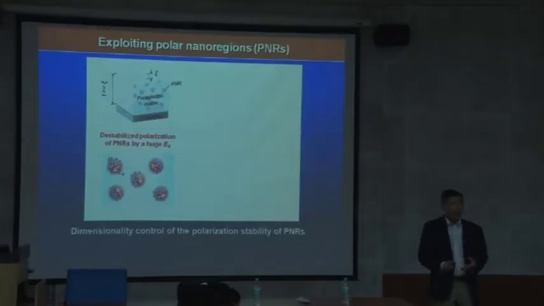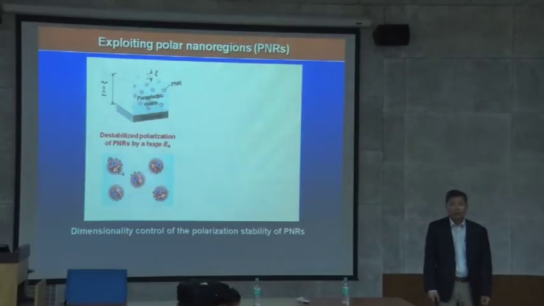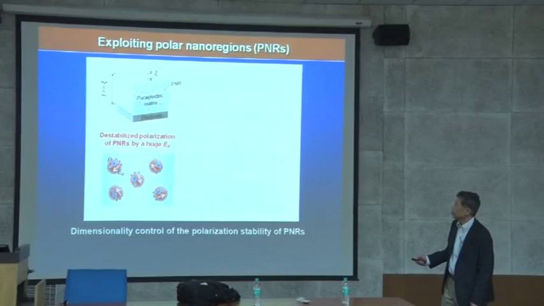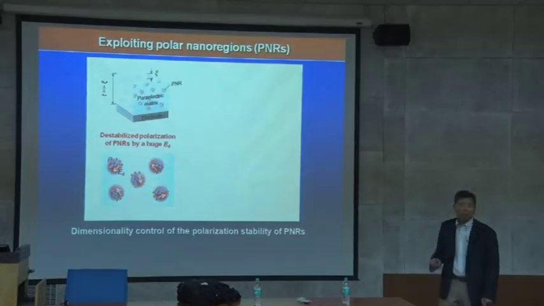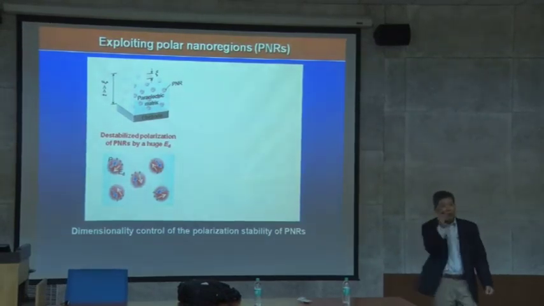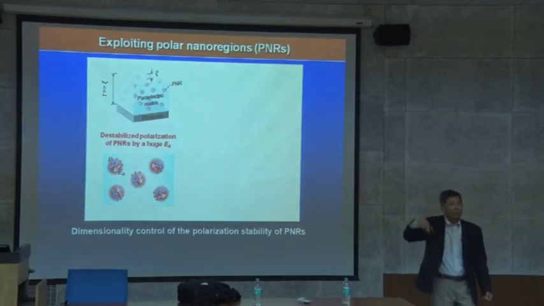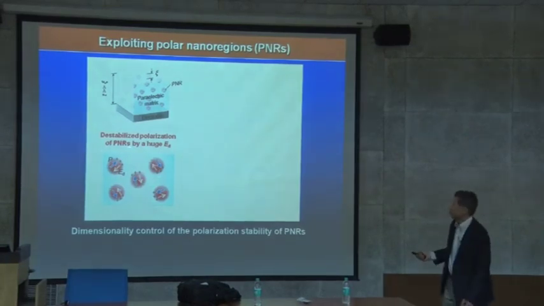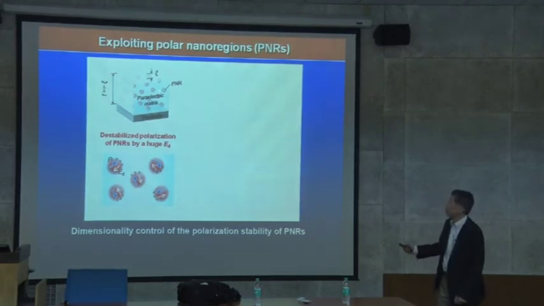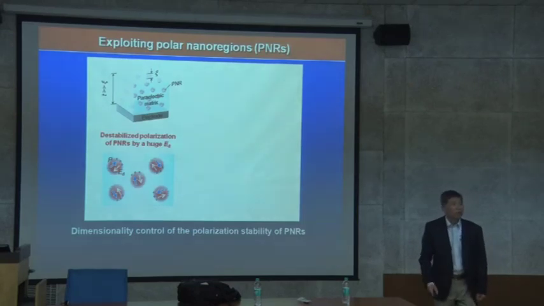Then, how do you make this ferroelectric? Okay, so these nanopolar regions sit in the matrix like this. Because there is no particular screening of this, the orientation of the polar regions is completely random. Okay? So in a bulk like this, when you measure it, it is paraelectric. And the size of the PNR is very, very tiny, nanometer scale.